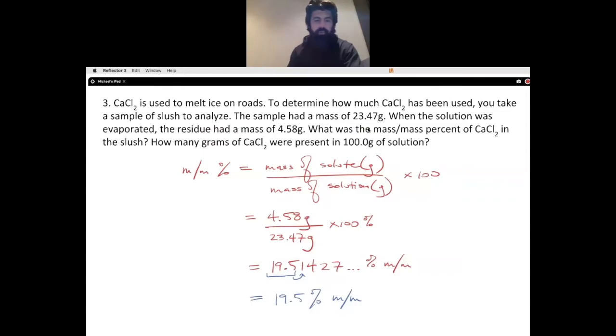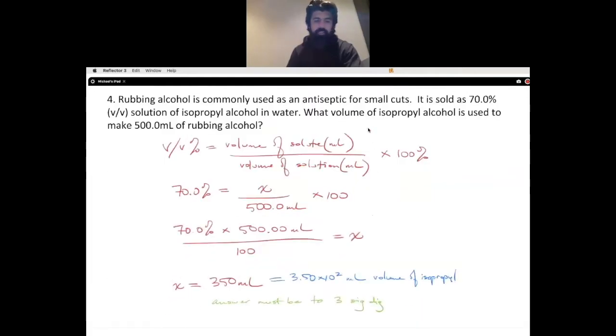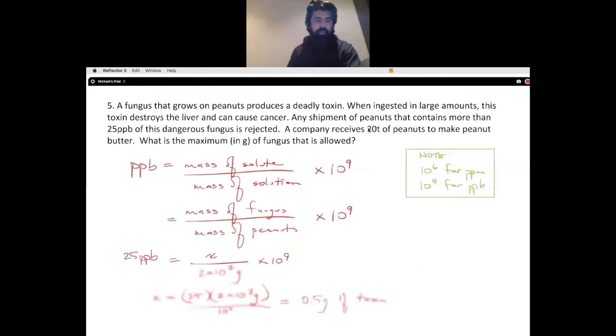Next question. Now we're looking at mass percent. Again, no different. Take the mass of the solute, the mass of the entire solution, and divide. Another problem, not much different from the other one. Again, just substitute into the equations. Okay, and here's our parts per billion, parts per million question. Again, same thing. We're looking at the mass of the solute over the mass of the solution.